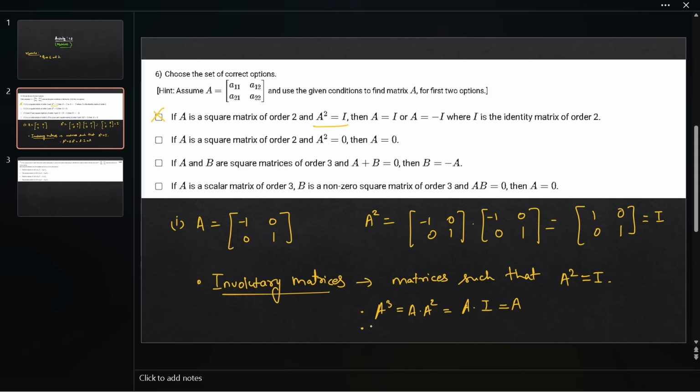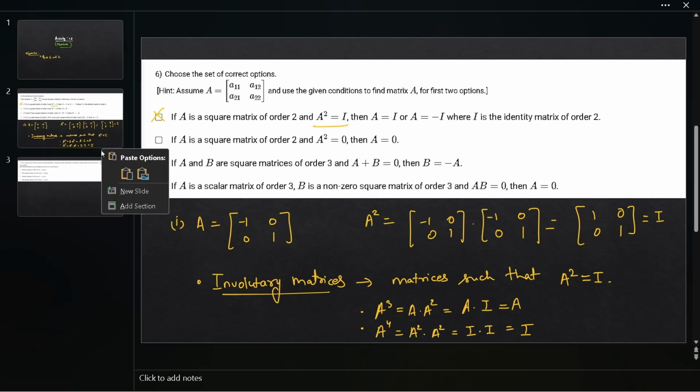And if we talk about A4, A4 is going to be A square times A square, which is going to be I times I, and that is going to give you I again. So in involutory matrices, you can say that if the power of A is odd, then you are going to get A again. But if the power of A is even, in that case, you will get I. So that was about option 1. Now let's move on to option 2.